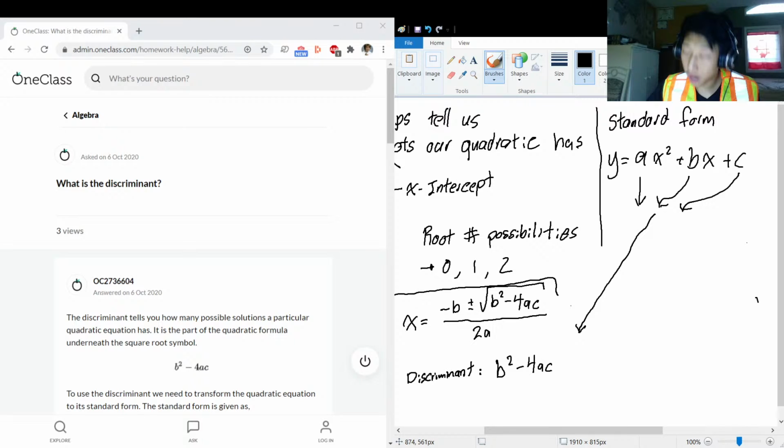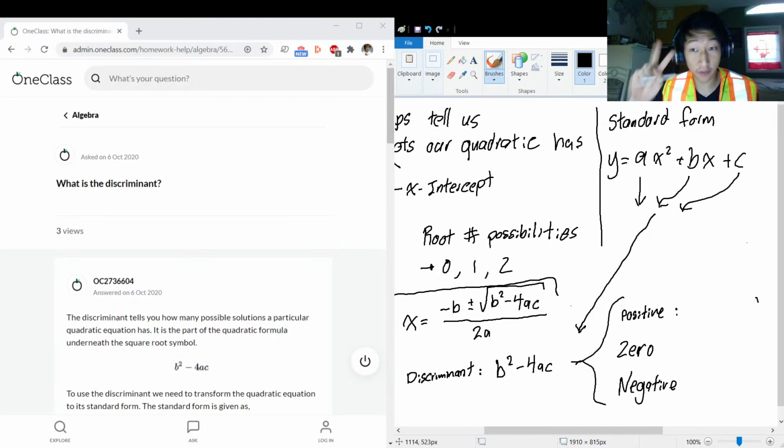Okay. Now, when you do this calculation, there's going to be a couple of possibilities. Either this is a positive number, this could be a 0, or this could be a negative number. If it's positive, that's 2 roots. Don't forget it's 2. It's not 1. You got 2 roots.